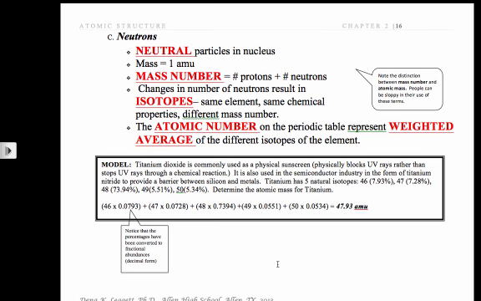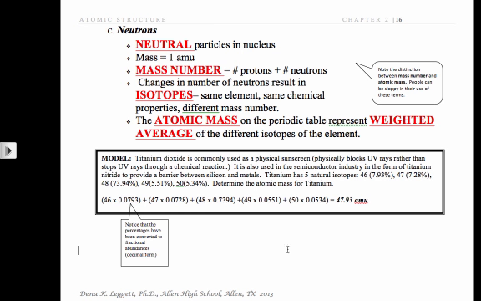Now in our next unit, what I'm going to do is land here on isotopes and how to, just to refresh your memory on how to perform calculations to determine the atomic mass. This shouldn't say atomic number there. This should say atomic mass. I'm sorry about that. On the periodic table is a weighted average of the different isotopes.